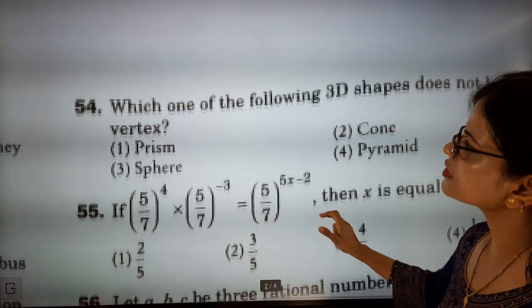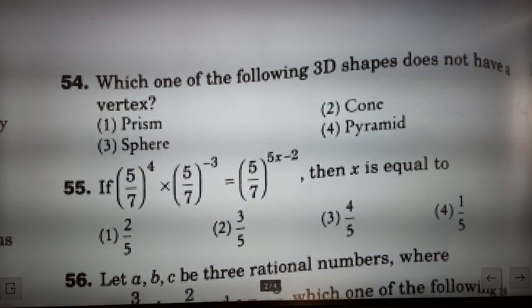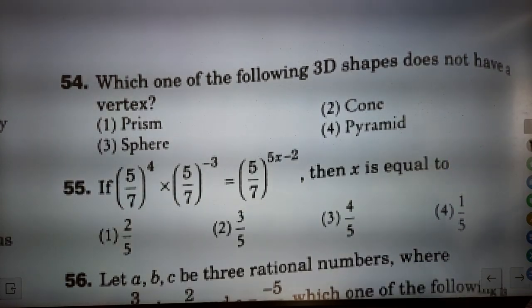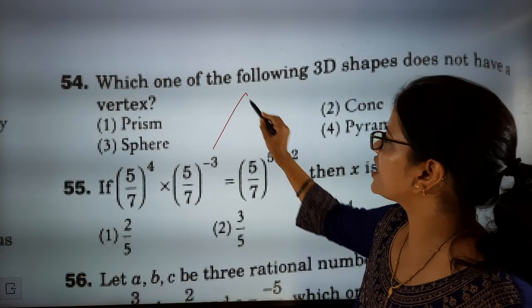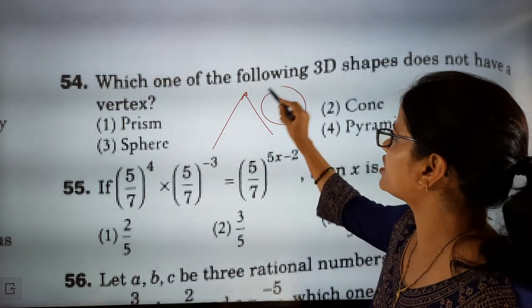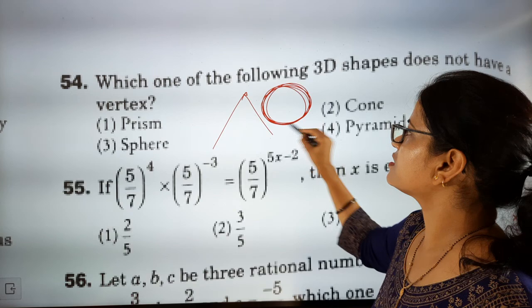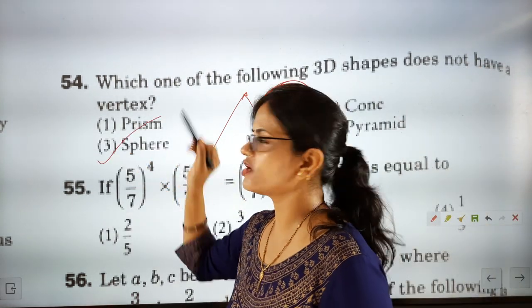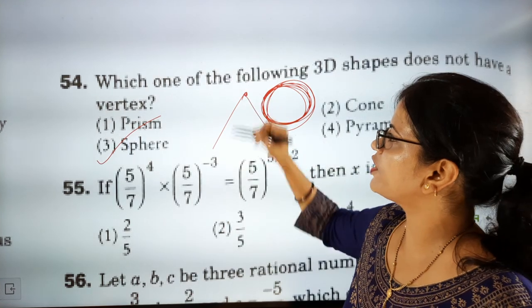Question 54. Which of the following 3D shapes does not have a vertex? A vertex is a point where lines meet. Sphere does not have a vertex. Sphere is a curved surface throughout. It does not have a vertex. Vertex means the meeting point of lines.